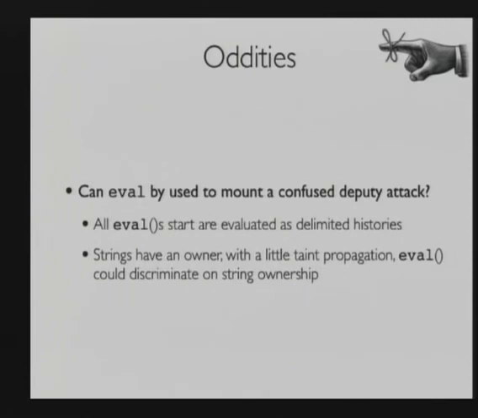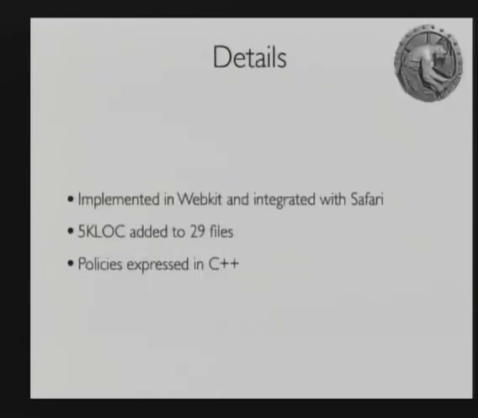And there are some JavaScript specific things. I mentioned eval. Well, eval can be used to get the trusted code to execute a string that comes from the untrusted world. So in order to avoid that, for every eval we record a history and we evaluate its actions. So we've implemented that within the Safari browser. It's about 5,000 lines of code changes over 29 files. The policies are actually expressed in C++, which means they're much uglier than what I've shown.